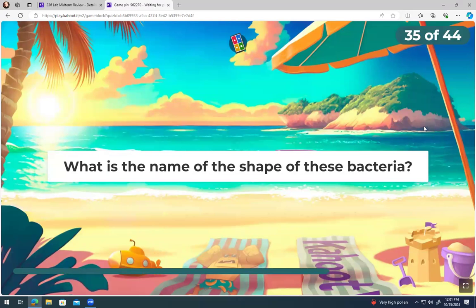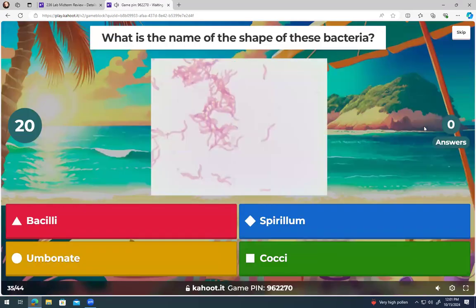What is the name of the shape of these bacteria? I guess maybe I did take something. Oh, no, I didn't. That's right. He's supposed to be over there. Never mind.